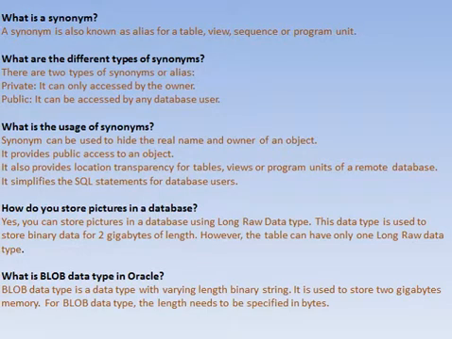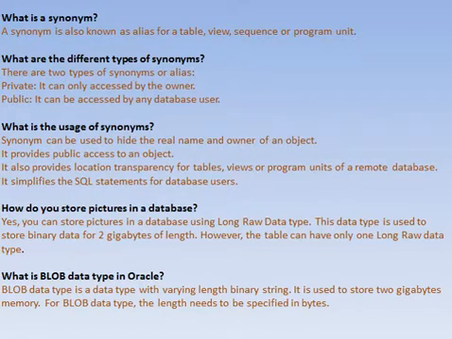What is a synonym? A synonym is also known as an alias for a table, view, sequence or program unit. What are the different types of synonyms? There are two types of synonyms or aliases. Private, it can only be accessed by the owner. Public, it can be accessed by any database user.